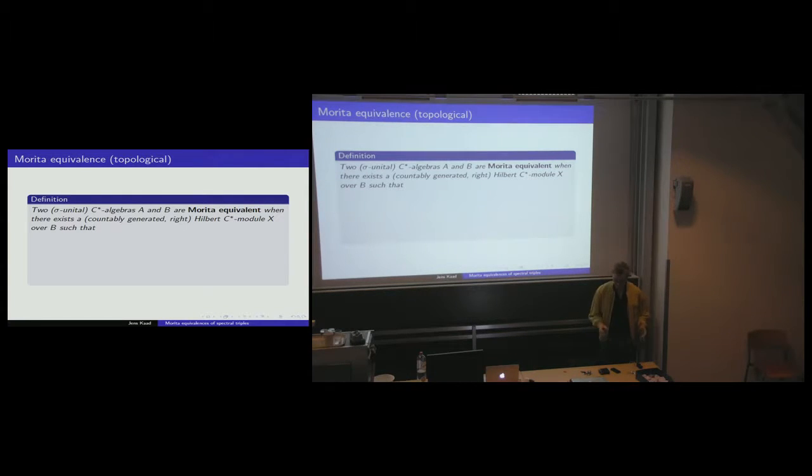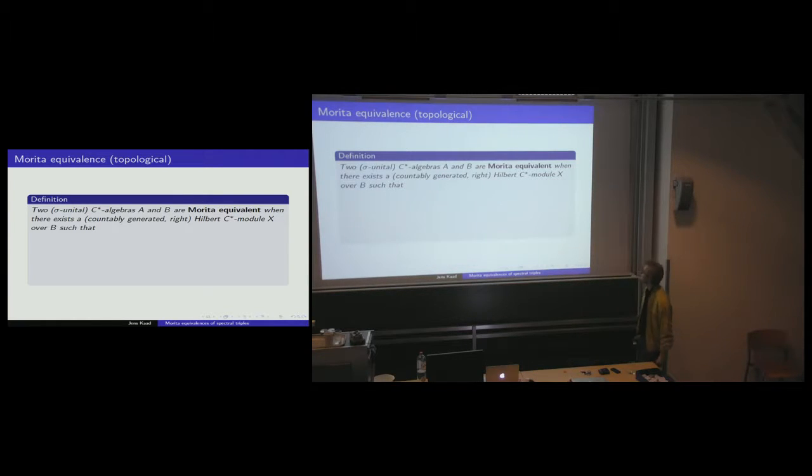Okay, but the advantage you have when you work with C-star algebras is that you're allowed to use a more flexible class of modules when you want to find out whether two algebras are Morita equivalent. You are allowed to work with Hilbert C-star modules. And these need not be finitely generated projective. They can have countably many generators. And in fact, it's enough to have a countably generated dense submodule. So it's a much more flexible class of module than just the finitely generated projective ones.